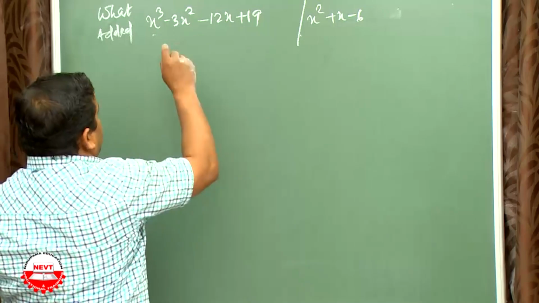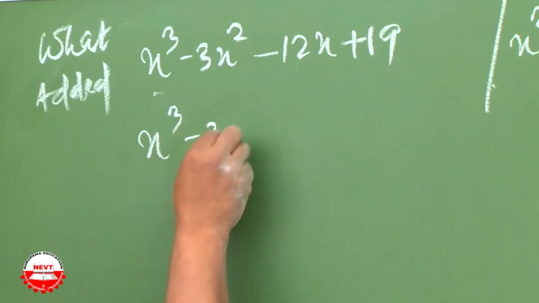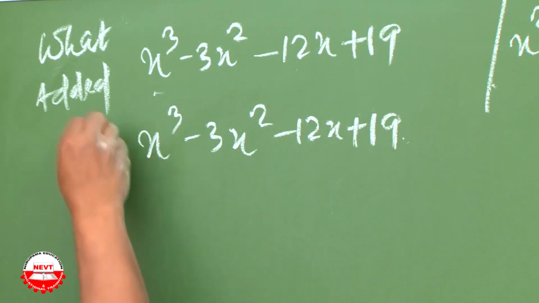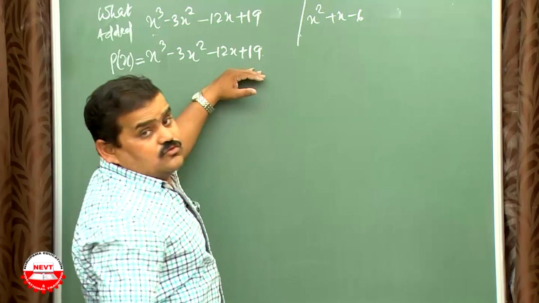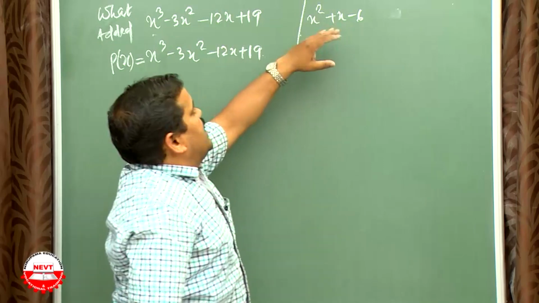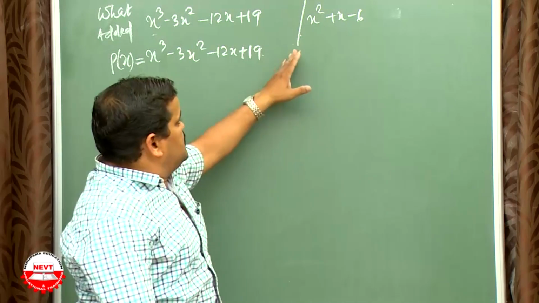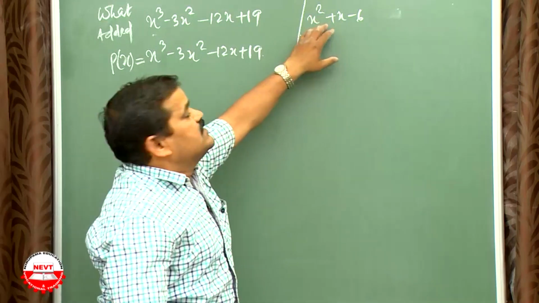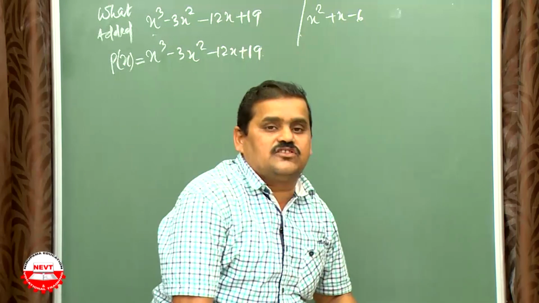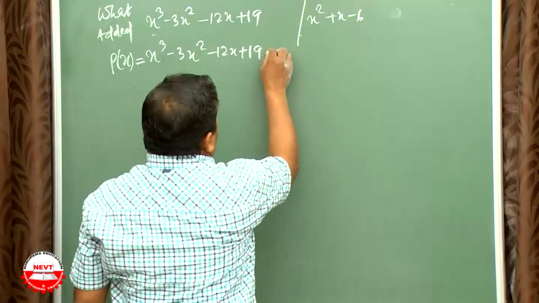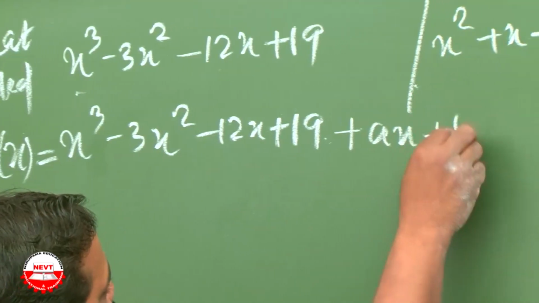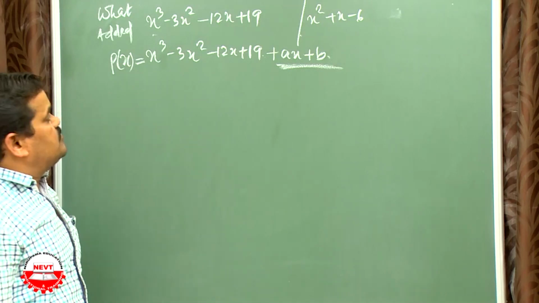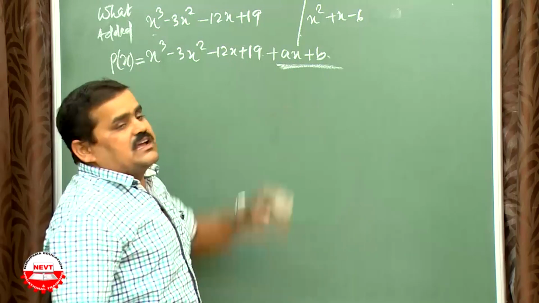So its pattern, just look here how I am solving this. X cube minus 3x square minus 12x plus 19. Let's say this is p(x). What must be added to this to make it divisible by this? As it is a quadratic polynomial, the remainder must have degree 1. Here the degree is 2, which means when you divide this, the remainder has degree 1. Therefore, I will take, let the added number be ax plus b. This must be added. Now, you solve for a and b and substitute there, you will get your answer.